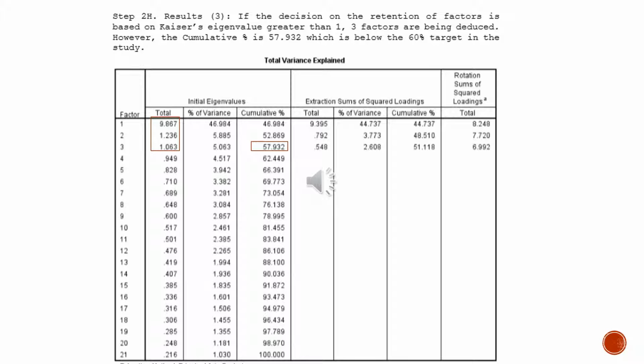So in this slide, you can look at the number of factors based on the initial eigenvalues or based on the cumulative percent. As I told you a while back, we'd like to have three factors based on our pre-qualitative analysis of the items that we've got in the scale. So when you look at the initial eigenvalues greater than 1, there are actually three factors over there, as you can see, number 1, 2, and 3. But when you look at the cumulative percent, it's only 57.932%, which is below the 60% target we've set in the decision matrix.